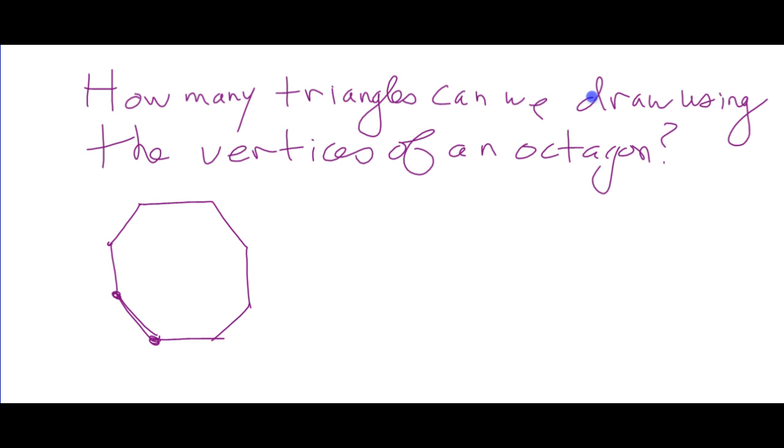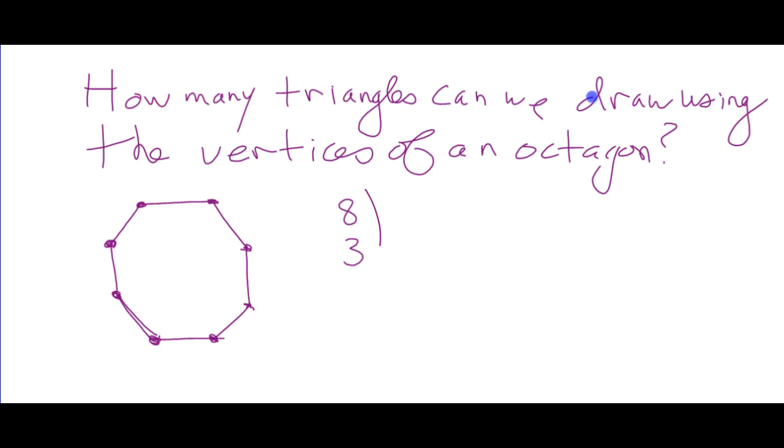These are the vertices, right? Vertices just where the lines join. How many vertices? There are 8 vertices. I want to draw a triangle. How many vertices do I need to draw a triangle? 3. So, what's the answer to how many triangles can we draw using the vertices of an octagon?